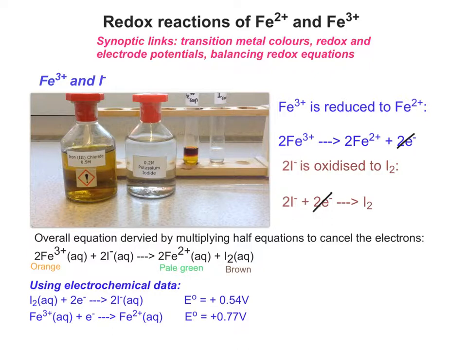And again, if we compare them, we can see quite clearly which one is more positive. So you can see clearly that the iodide is oxidized because its electrode potential is more negative. So when it's put in the presence of Fe3+, the Fe3+, Fe2+ redox system remains as a reduction because it's got a more positive electrode potential, plus 0.77. The iodide electrode potential of plus 0.54 volts is more negative. So what happens here is it's oxidized, so the equation is reversed.